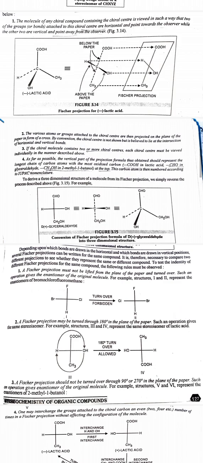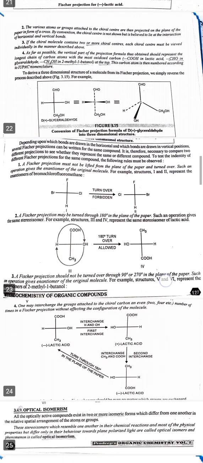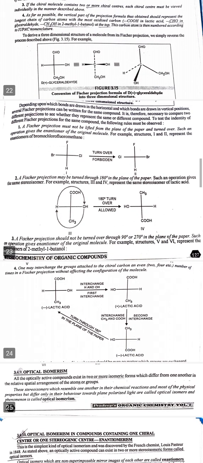As far as possible, the vertical part of the projection formula thus obtained should represent the longest chain of carbon atoms with the most oxidized carbon at the top, for example lactic acid, glyceraldehyde. This carbon atom is then numbered according to IUPAC nomenclature. Depending upon which bonds are drawn in the horizontal and which bonds are drawn in the vertical position, several Fischer projections can be written for the same compound.